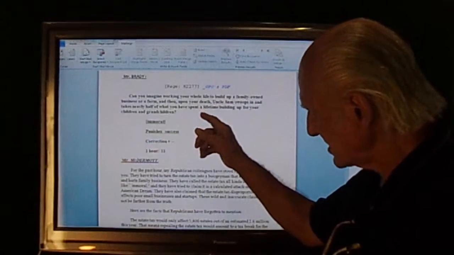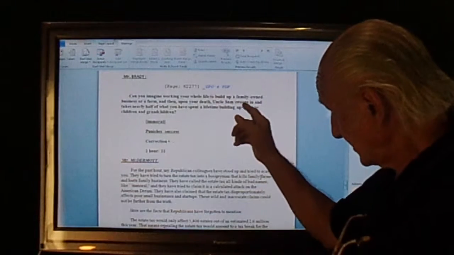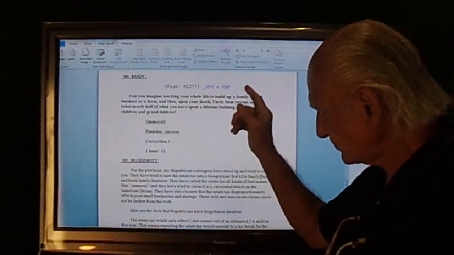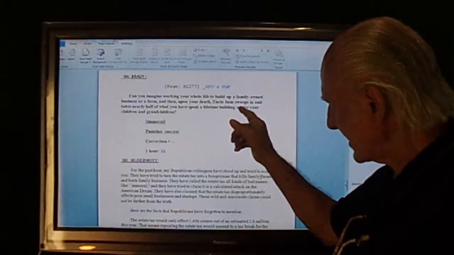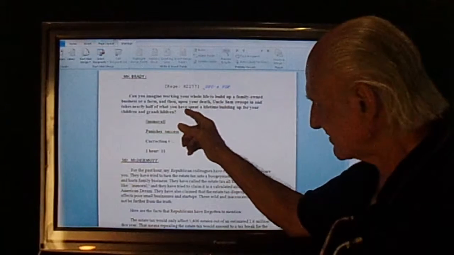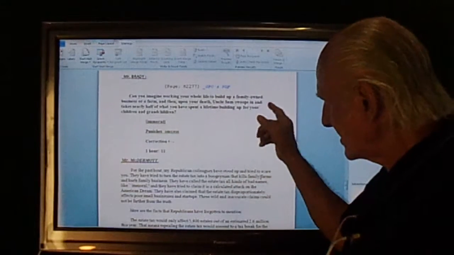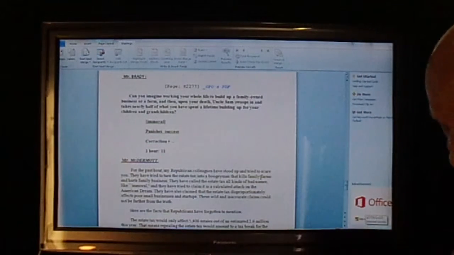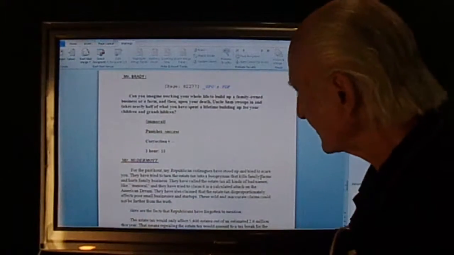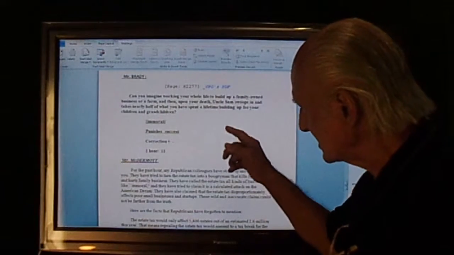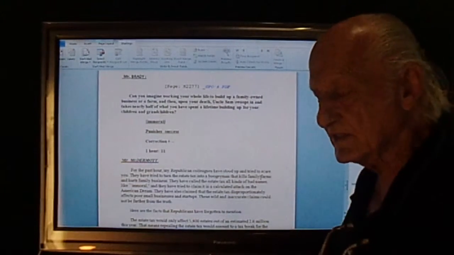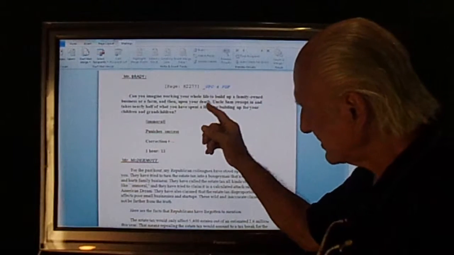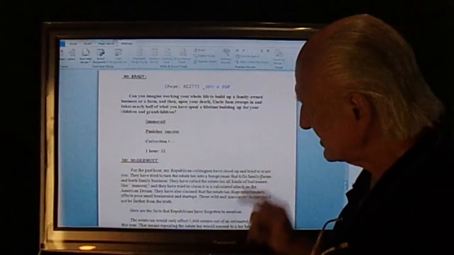Can you imagine working your whole life to build up a family-owned business or a farm, and then upon your death, Uncle Sam swoops in and takes nearly half of what you have spent a lifetime building up for your children and grandchildren? Now, is that true? No, it's false. Yes, the estate tax is nearly 40%, but it's imposed on your estate that exceeds the exemption.